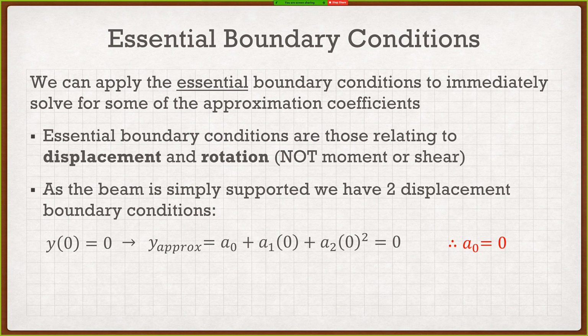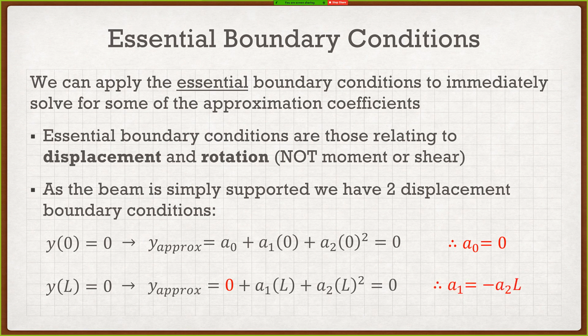However, we actually have a second displacement boundary condition, which is that the displacement at the other side of the beam, at x1 equal to L, we know is also equal to 0. Therefore, we can substitute everything in, and I can get a nice expression for a1, where a1 is simply negative a2 multiplied by L. With that little amount of work, we've already solved for two of the unknown a coefficients.